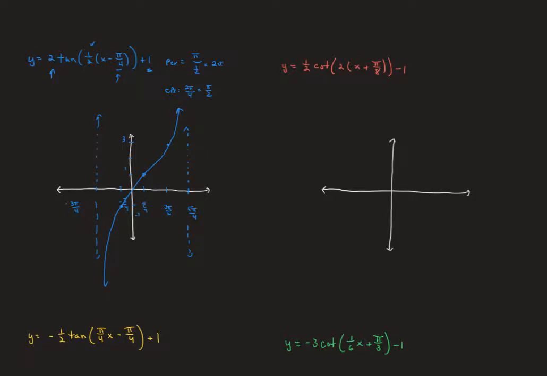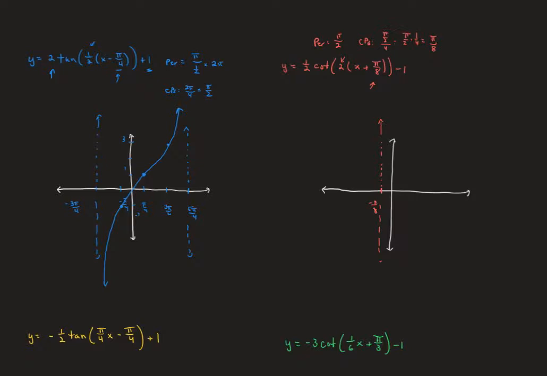And so here we can see that our period is going to be the natural period pi divided by 2, the thing that's multiplying the x. So our critical points are going to be every fourth of a period, which is going to be every pi over 8. So our tick marks are going to be spaced pi over 8 apart. We're going to start at negative pi over 8. So I'm going to call this negative pi over 8. And remember, a cotangent is going to start with an asymptote.